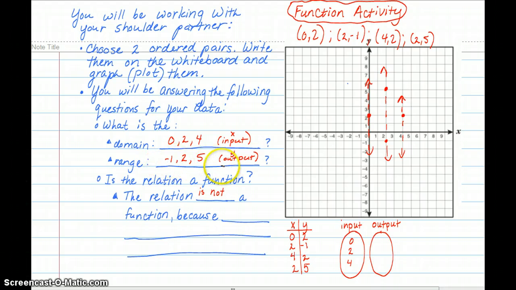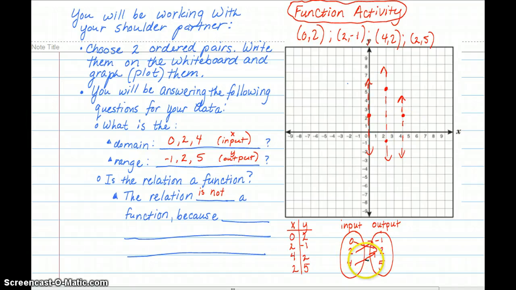Our output or y values are -1, 2, 5. And then they simply draw arrows. So your first ordered pair was 0, 2, so 0 goes with 2. Your second one is 2, -1, so 2 goes with -1. So far, we have an x value with a single y value. Then we go 4, 2. Now what we're seeing is we've got the input of 0 and the input of 4 both with 2. But that's okay, because we have 0, 2 and 4, 2. That's not a problem because it's not giving us multiple points on a vertical line. So that one's going to be okay.